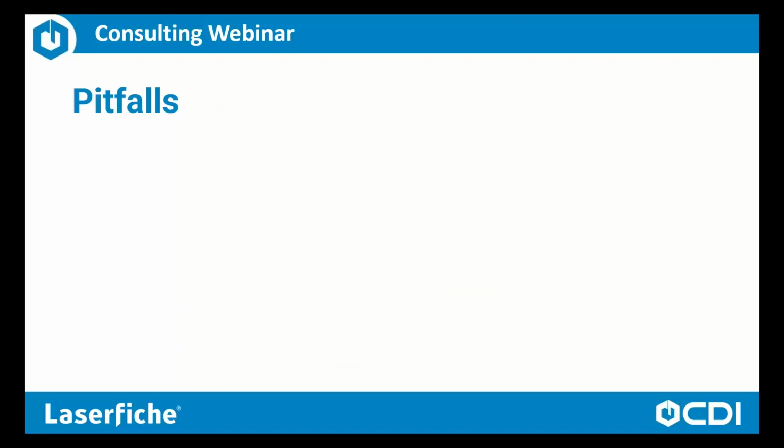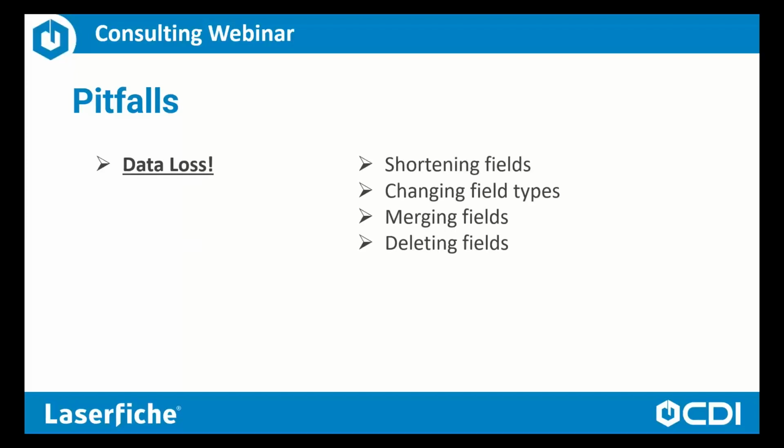During a metadata migration, there are many pitfalls to watch out for. The biggest of which is data loss. For self-hosted clients, make sure you make a backup of your Laserfiche SQL repository database to be able to roll back if anything happens, if there is any data loss. For Laserfiche Cloud clients, you're going to have to be a little more careful because you're not able to back up and restore to previous versions of your repository.